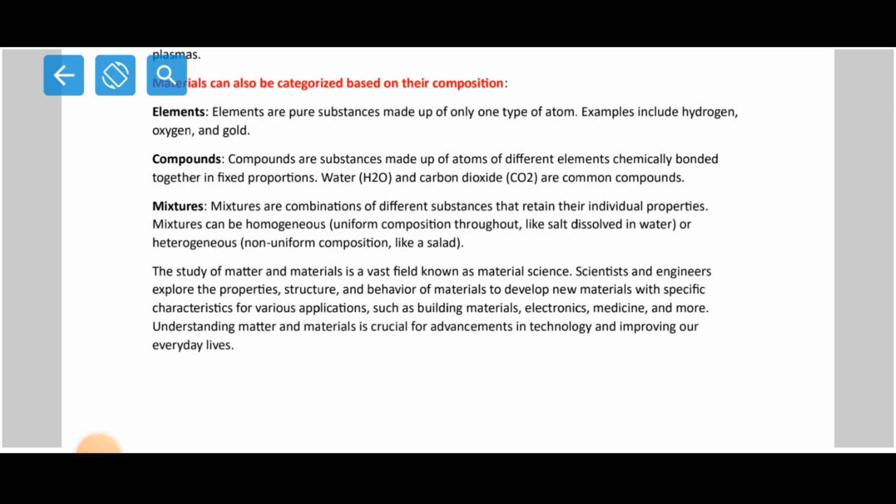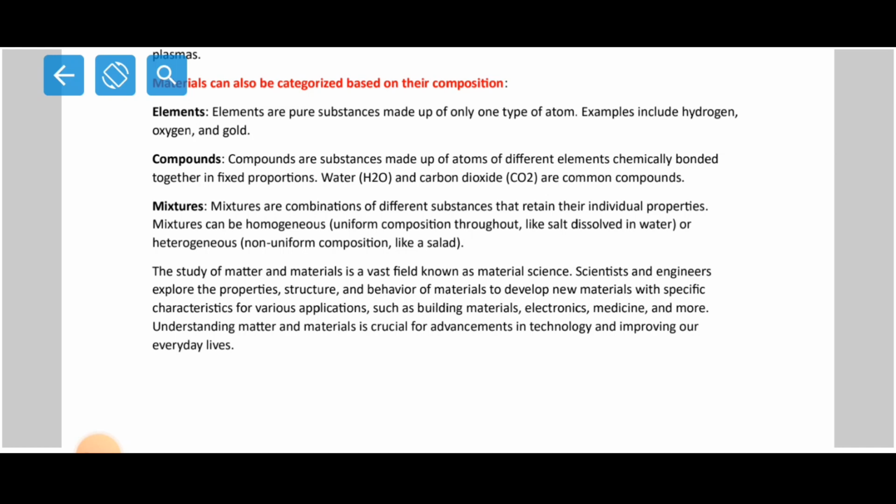However, if we say heterogeneous, homogeneous means of the same composition, all right, uniform composition they have, that is salt and water. And the word hetero itself says different, right? So it is a non-uniform mixture like a salad.